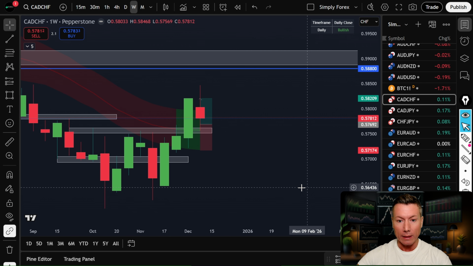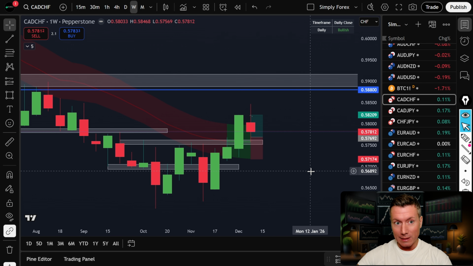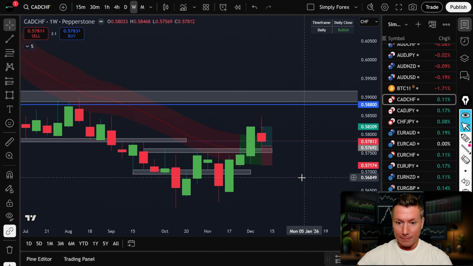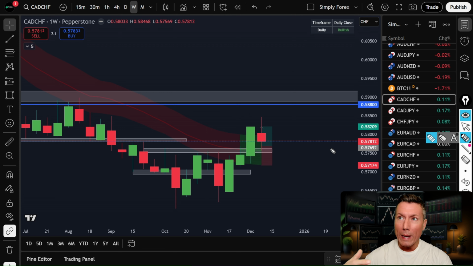opportunities this week. And one of those opportunities is Canadian dollar Swiss franc, and we're looking to buy it. I am already in this trade. Okay, so let's understand why. So we're going to start with the weekly chart because these are weekly trade ideas, right? And then we'll do a top-down analysis. We'll look at weekly, daily, and then our entry time frame, which is the H4.